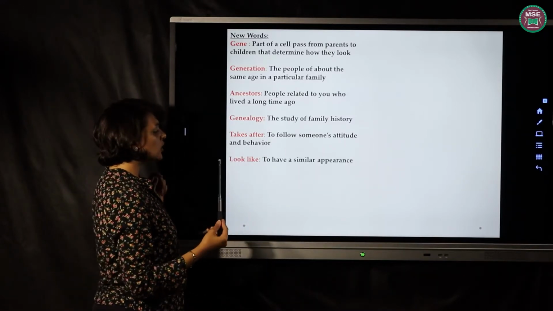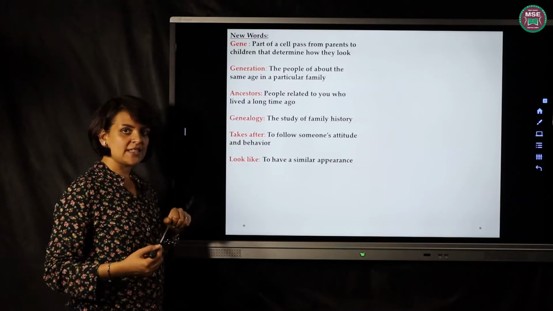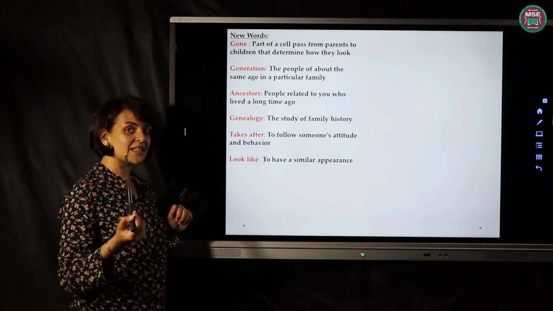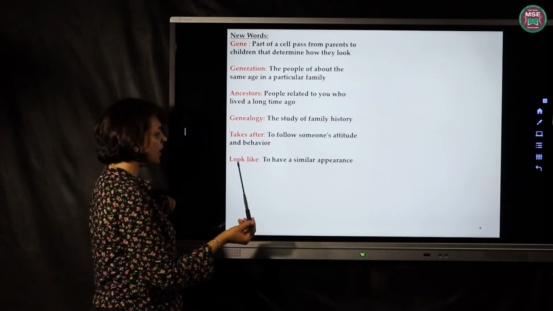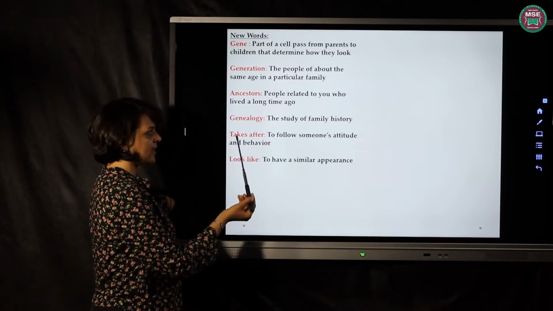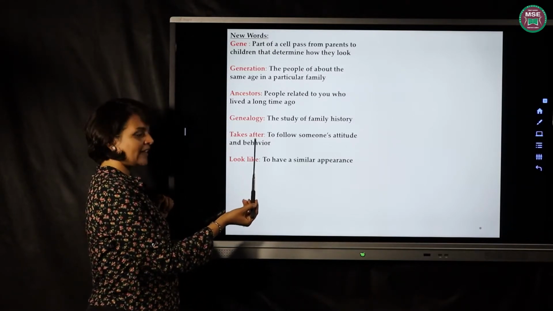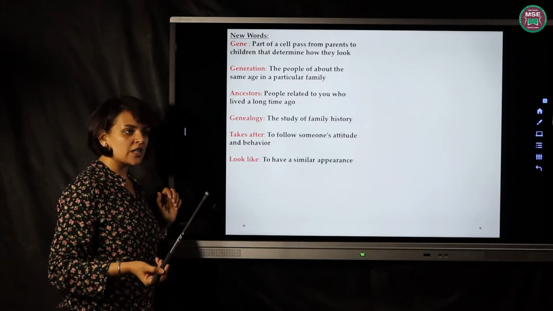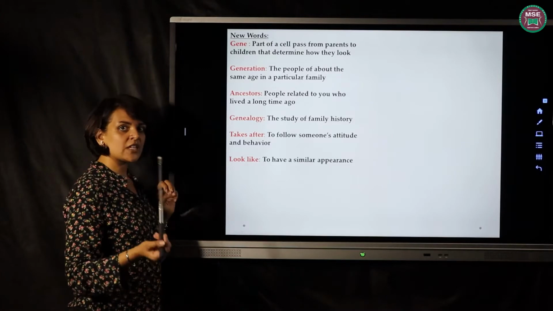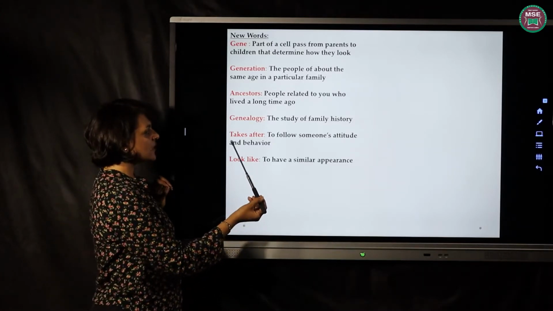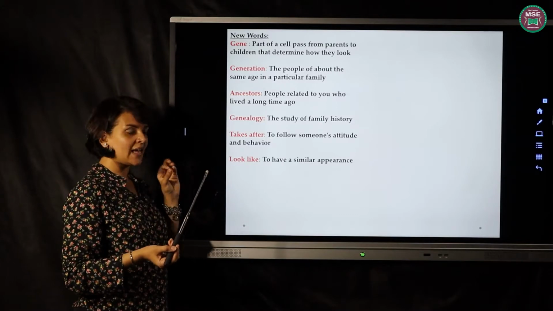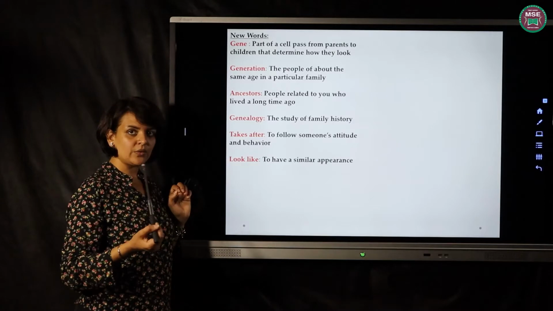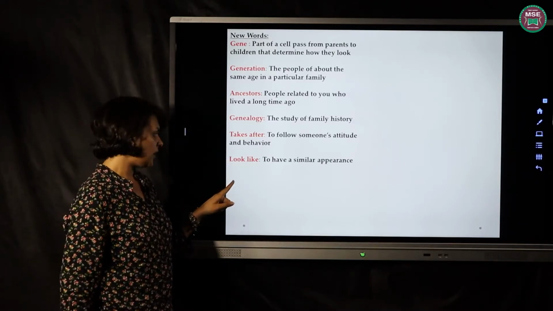Let's go to look like. Look like is different. When I say she looks like her mom, it means that she has the same features or appearance. So look like is different from takes after. Again, takes after relates to attitude and behavior. Maybe she is very nervous like her mom, or maybe he is very nervous like his father. So he has an attitude or a behavior from a parent. Looks like is for the appearance, the way you look.